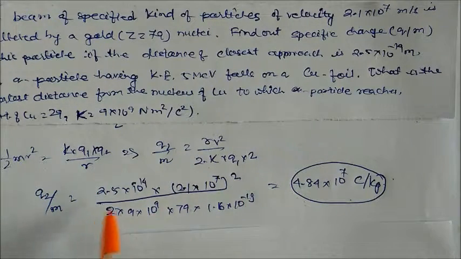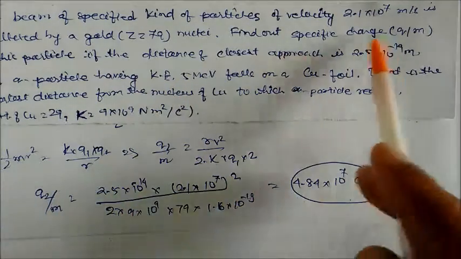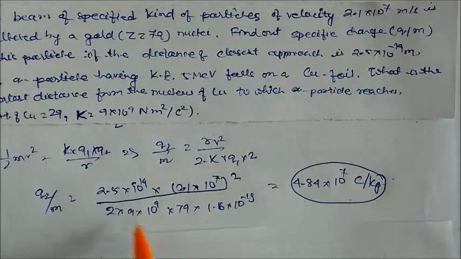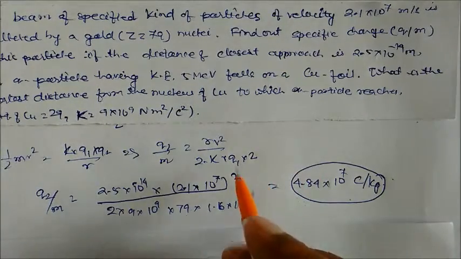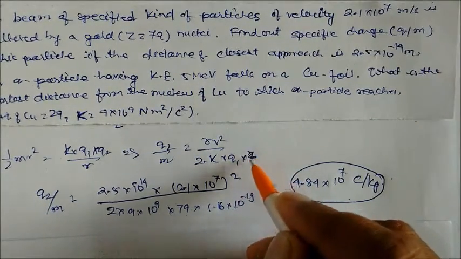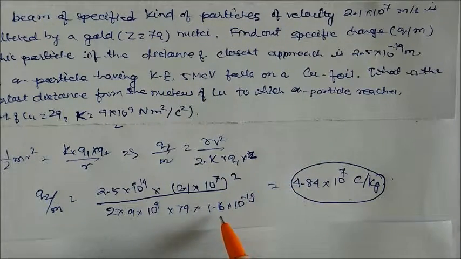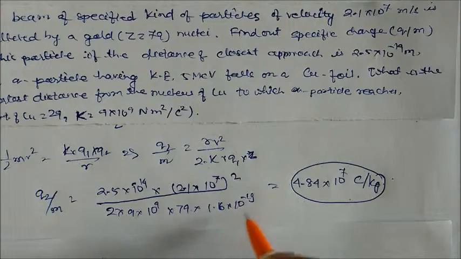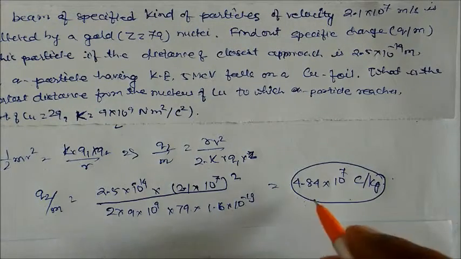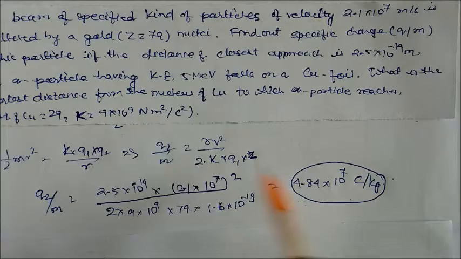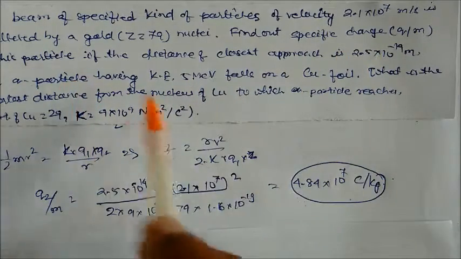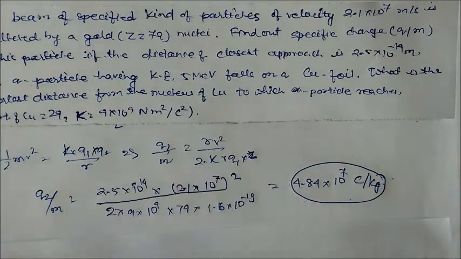So again substitute the value of q2 by m. This is the distance of closest approach, 2.5 into 10 power minus 14, and the velocity 2.1 into 10 power 7 whole square. Then 2 into k into the value of z, which is 79, into 1.6 into 10 power minus 19. So every value is given here. Putting the values you will get the specific charge of the particle which is coming to the nucleus. So this is our answer.